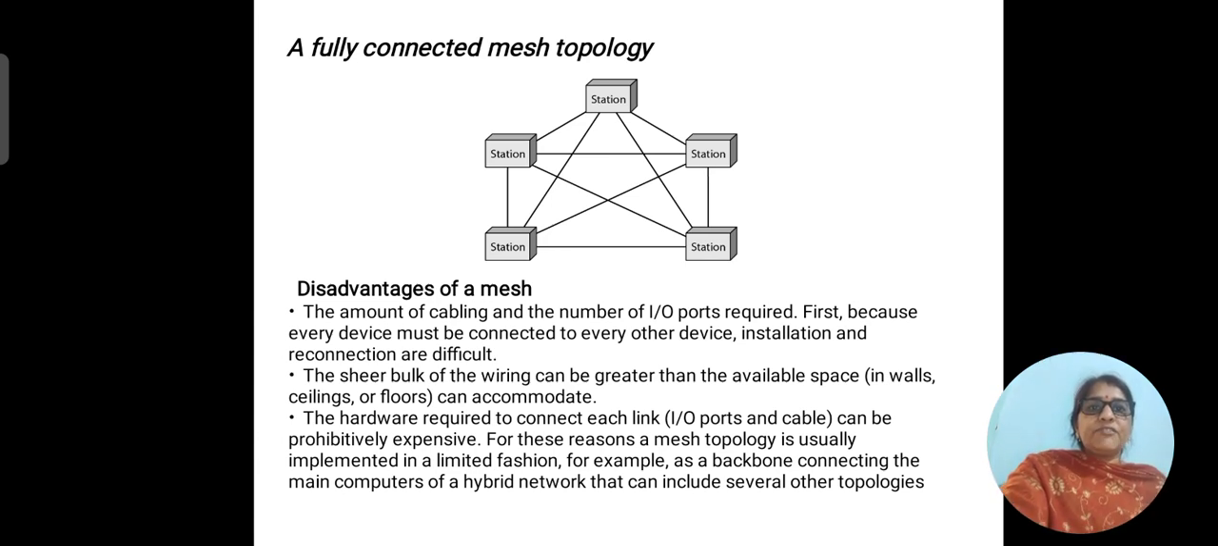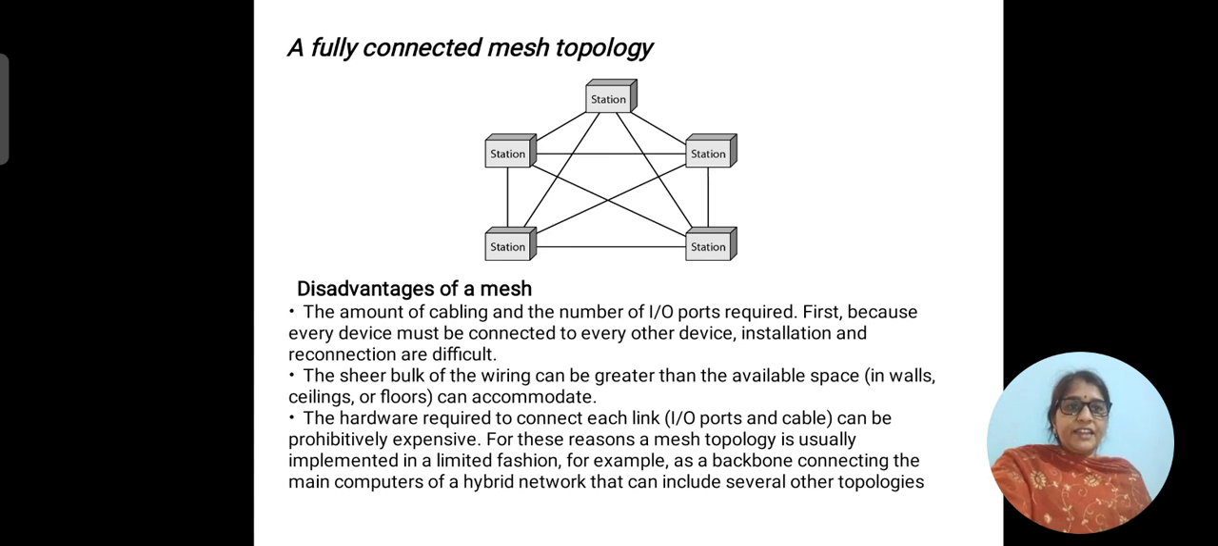The disadvantages of mesh topology are the amount of cabling and the number of input output ports required. First, because every device must be connected to every other device, installation and reconnection are difficult. The sheer bulk of wiring can be greater than the available space can accommodate.